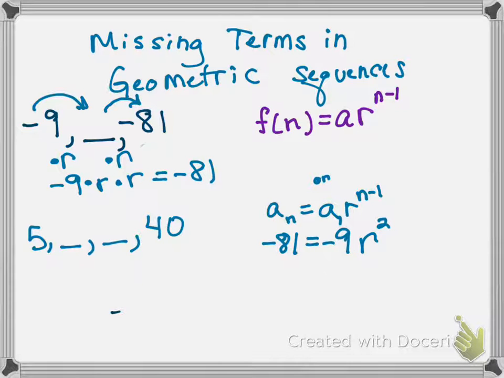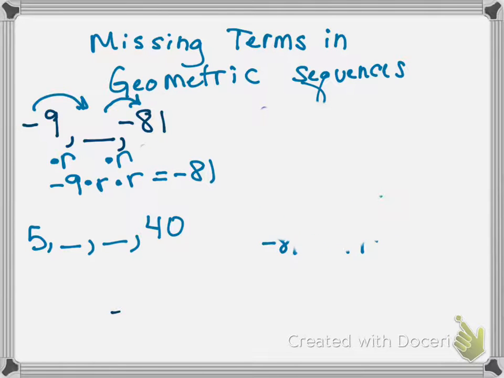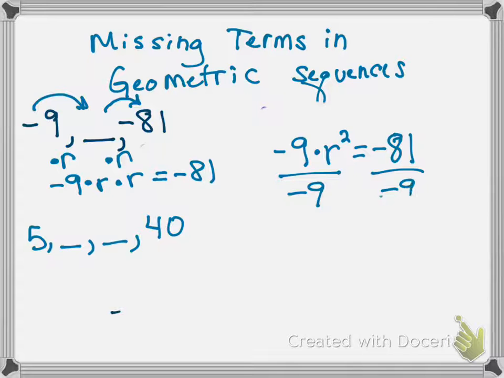Let's simplify that a little bit. I'm going to give myself some room over here. I'm going to put my r's together. I'm going to say -9 times r squared equals -81. Sorry about my dog in the background. I'm going to divide by -9. I get my r squared equals 9.